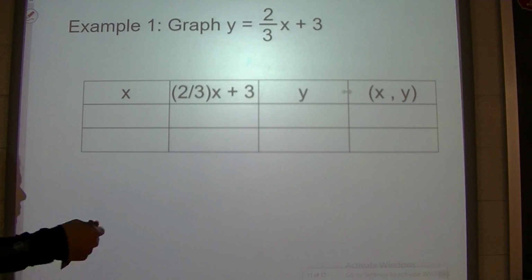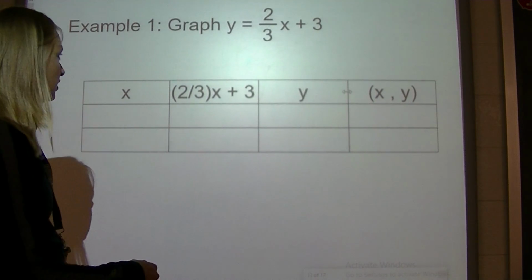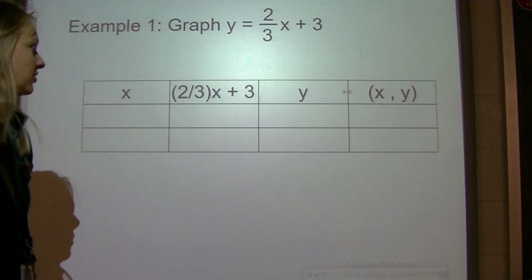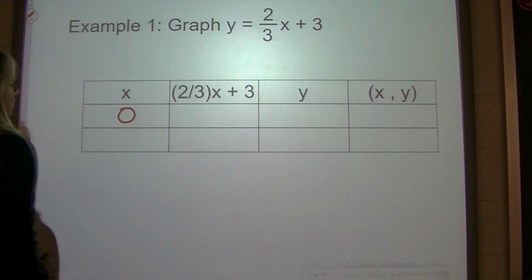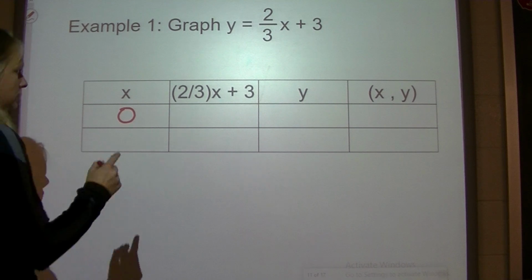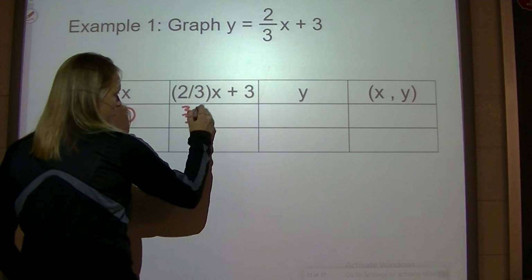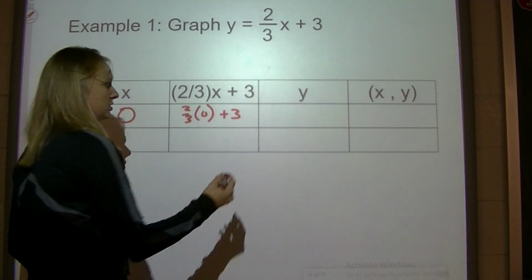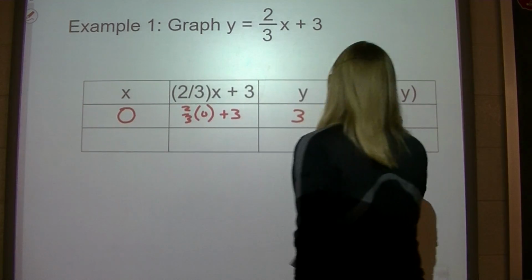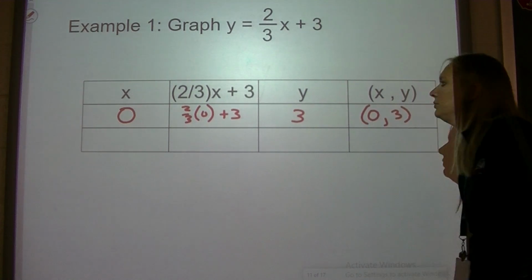Okay, so with the table, you just pick random values and plug it in for x. I don't remember what I did on the video, so I'm going to pick an easy one. I know that will work, which is 0 for x. So 2/3 times 0 plus 3 is going to be 0 plus 3, so y is 3, so that ordered pair is (0, 3).